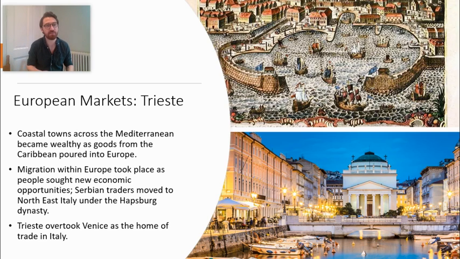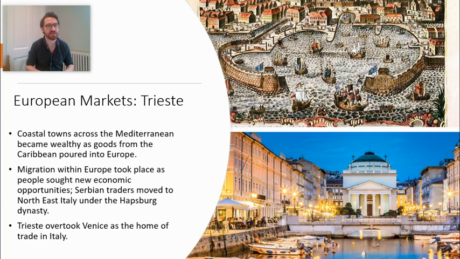And lots of people from inland Europe and different parts of Europe began moving to these coastal towns to take part in this blossoming economy and make themselves a fortune. In Trieste, in particular, you have a huge number of Serbian traders move to northeast Italy, and you get this interesting clash of cultures between Eastern Europeans, Africans, and traditional native Italians.